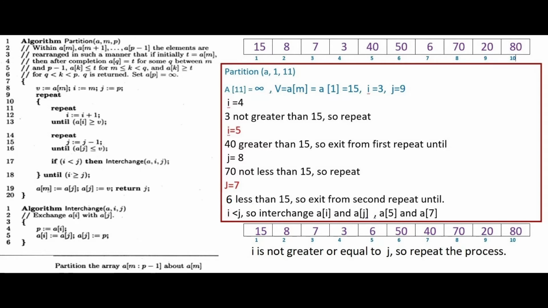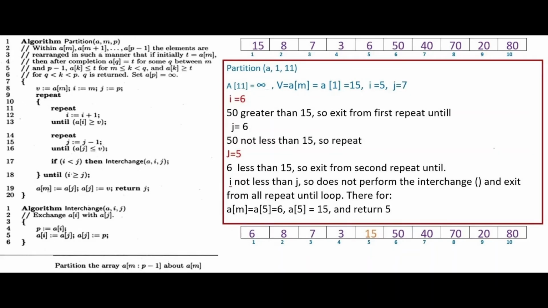So interchange A of 5 and A of j, A of 5 and A of 7. A of 5 is 40 and A of 7 is 6. So interchange A of 5 and A of 7, 40 and 6, that is represented in the second array. I is not greater or equal to j, so repeat the process.